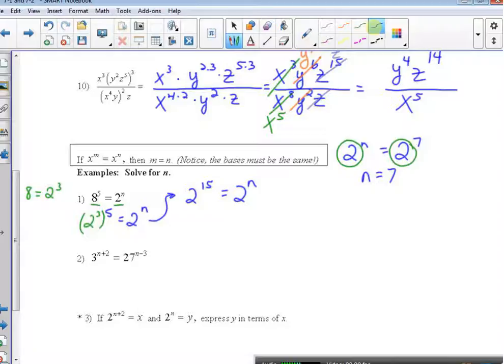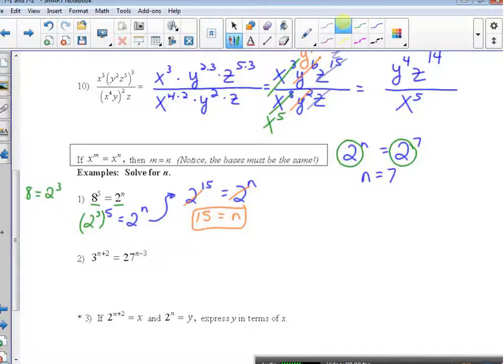Once the bases are the same, they basically can drop, and you can just set the exponents equal. So n is equal to 15. And you could check it on your calculator. 8 to the 5th does equal 2 to the 15th.